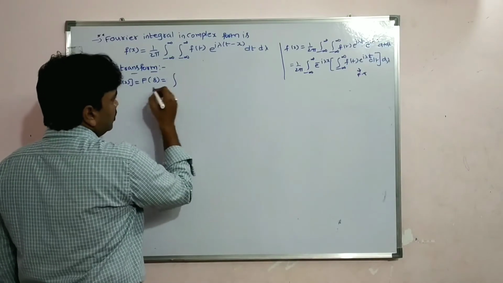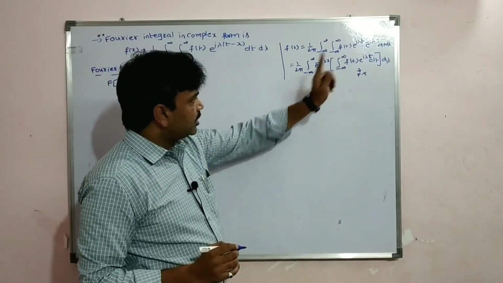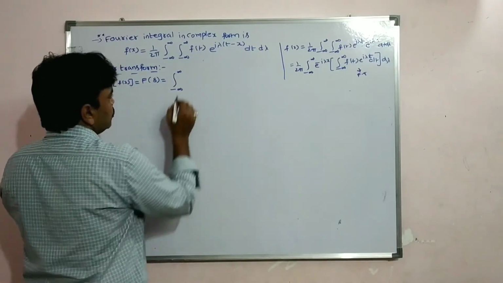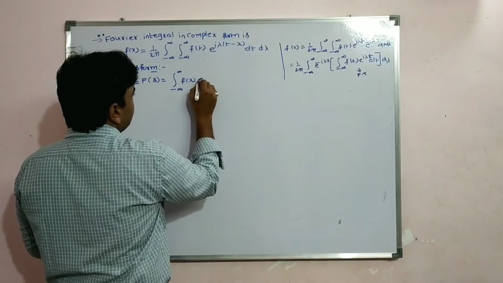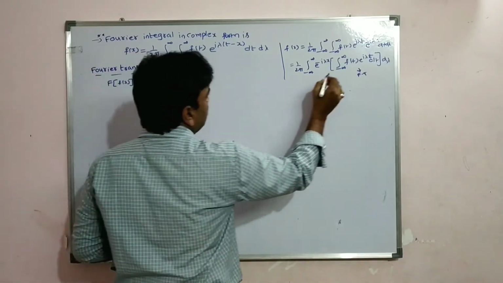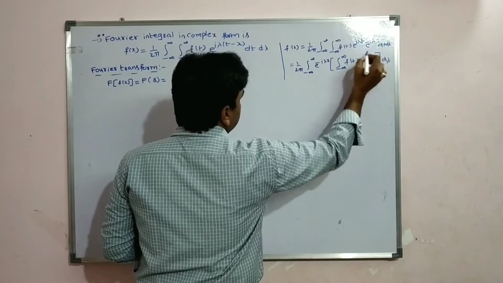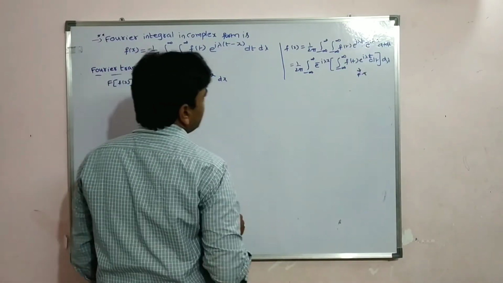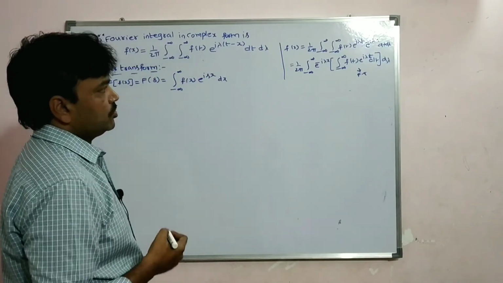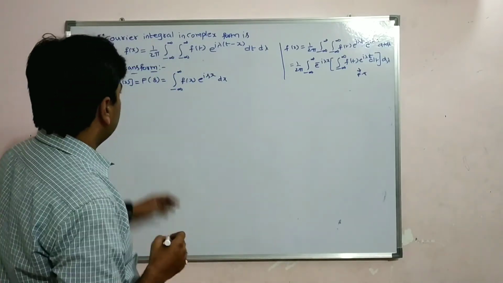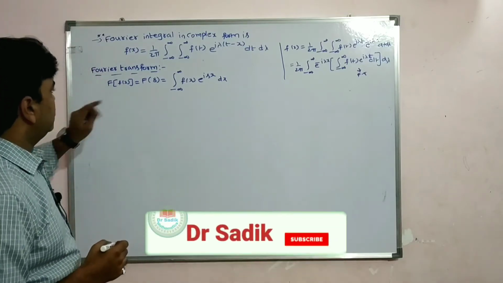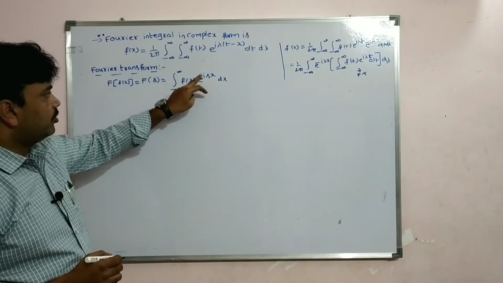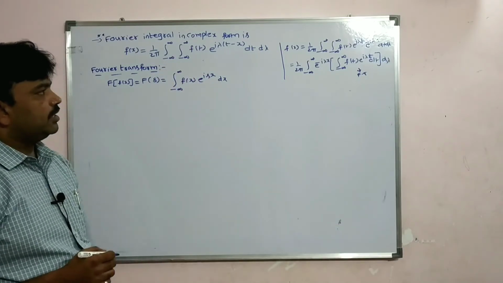So integral, what are the limits, students? Minus infinity to infinity. I want to write x, students. So f of x e power i s x dx. I want to write s in place of lambda, students. So this is our Fourier transform: F of s is equal to integral minus infinity to infinity f of x e power i s x dx.